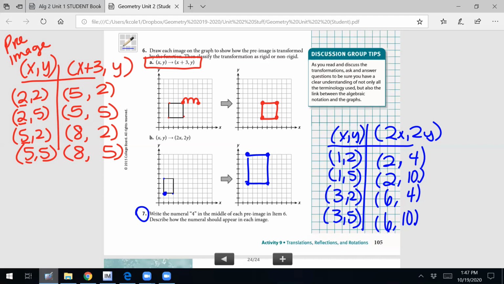They want you to put a 4 in the pre-image, which is those. And then it says, describe how the number should appear in each image. So how is this 4 going to appear in this image? Same or different? It'll be the same, okay? How is it going to appear in this image? How much larger? That's right.